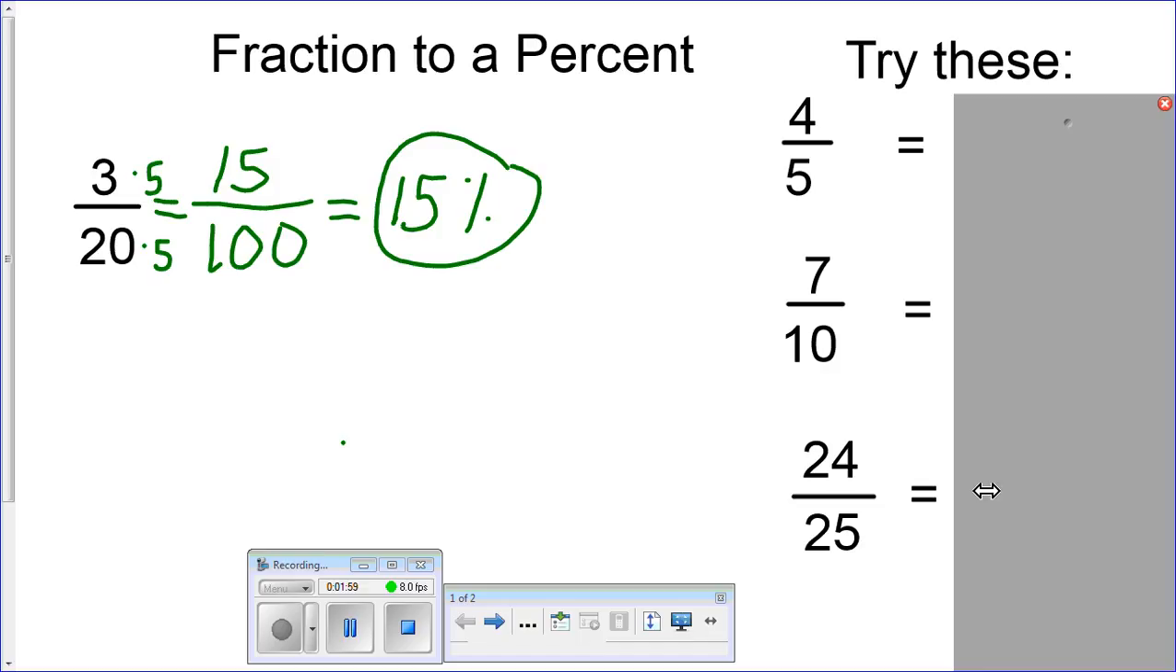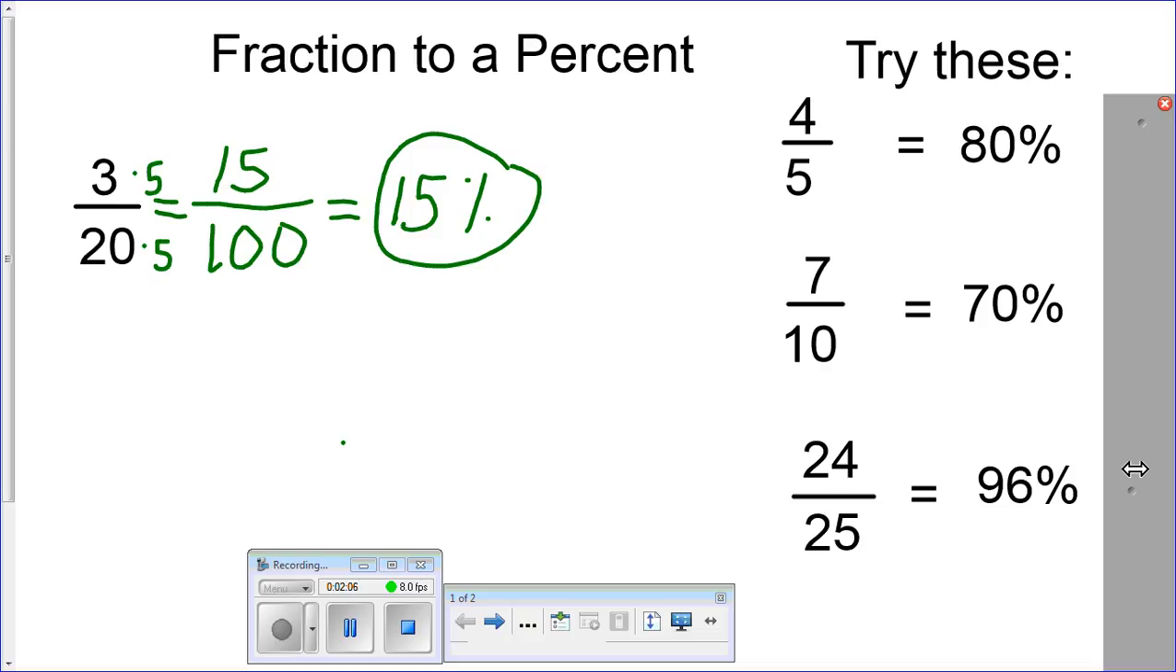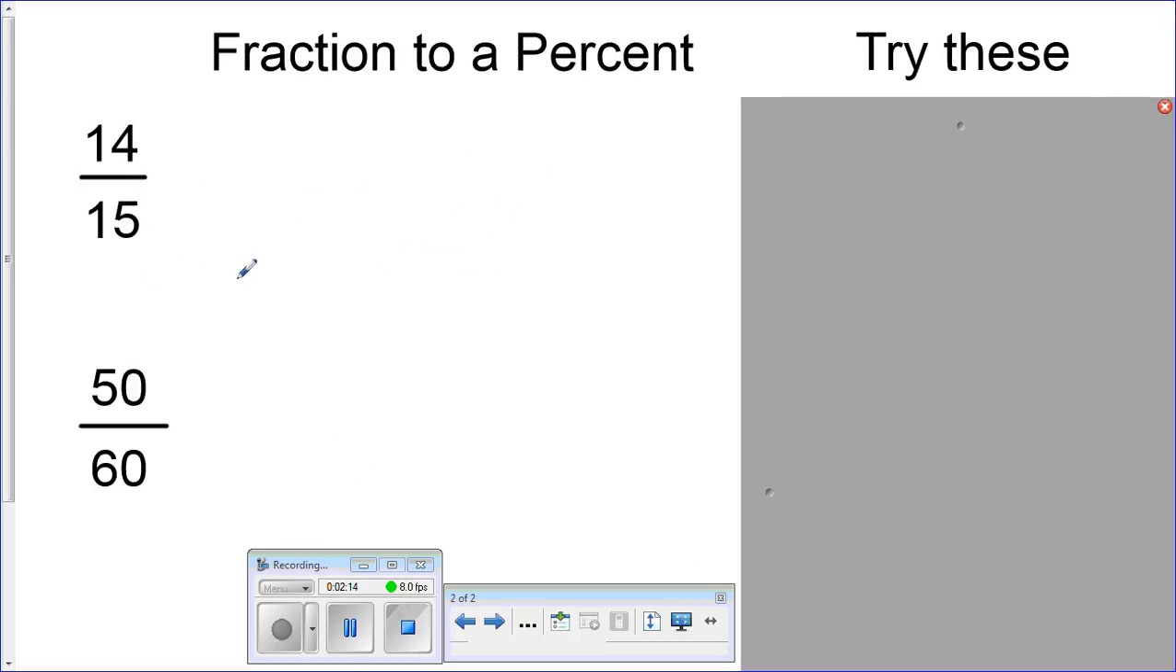Okay, hopefully you tried these on your own, and as you create equivalent fractions, these should have been what your final answer should have been. Okay, let's move on to a harder case scenario.